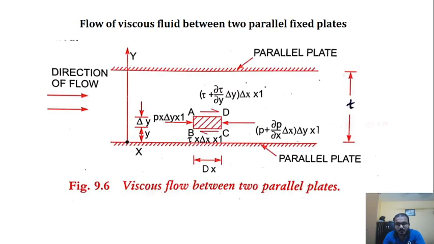Now if you see here, instead of a circular pipe we are having fluid between two parallel plates with the fluid being viscous. So in this figure we have two parallel plates, and here this is the y direction, and here horizontal is x direction. The thickness, the gap between two parallel plates is small t.